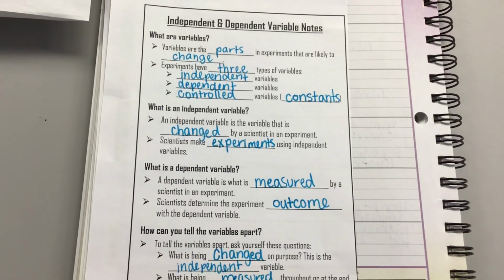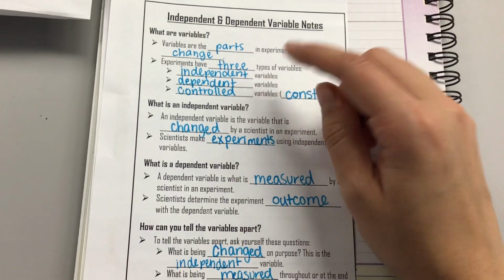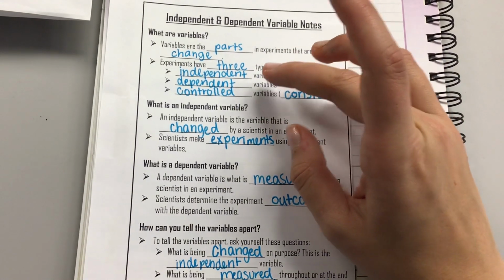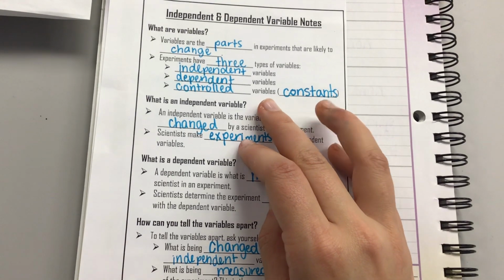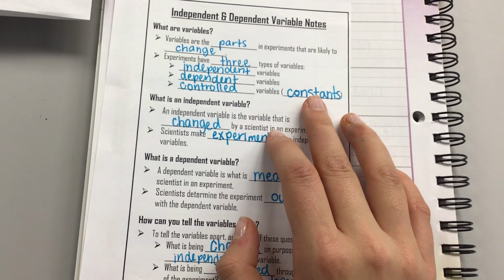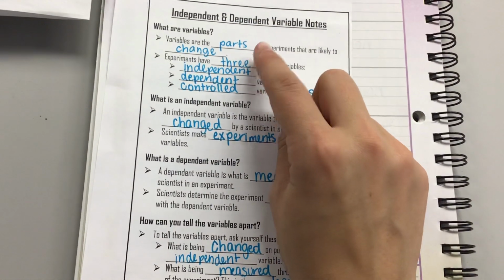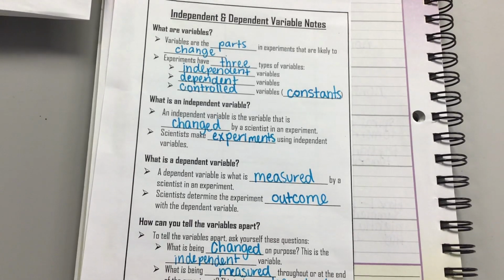We talked about our variables. We have 3 different types of variables: our independent, our dependent, and our controlled variables. Our controlled variables are our constants because they stay the same throughout the experiment, okay? And each variable is a big part of the experiment, and they are likely to change.